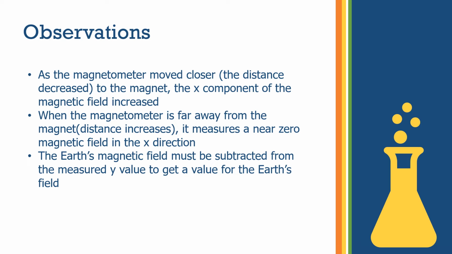Okay, before I go on to the computational model or further on in the report, I just wanted to talk about something that I observed while doing this lab. One thing I observed was that as the magnetometer moved closer to the magnet, i.e. the distance decreased, the x component of the magnetic field did increase. And when the magnetometer is far away from the magnet, in other words the distance increases, it measures a near zero magnetic field in the x direction. Also, the Earth's magnetic field must be subtracted from the measured y value to get a value for the magnet's field.